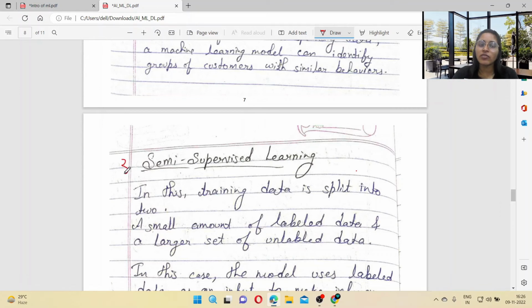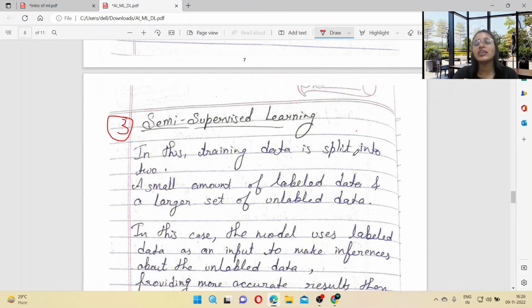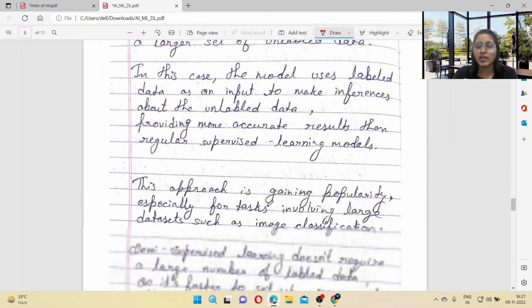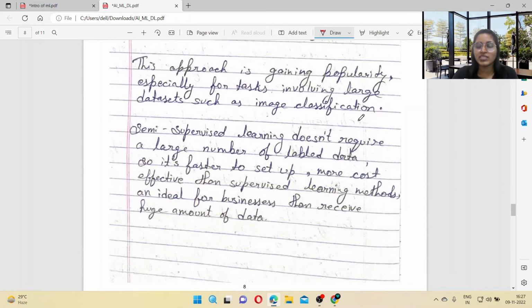Now let's move on to the third type of machine learning, which is semi-supervised machine learning. In semi-supervised machine learning, we split our data into two parts. A small amount of data is labeled, and a larger set of data is unlabeled. The labeled data is supervised machine learning, and the unlabeled data is unsupervised machine learning. So it is a combination of supervised and unsupervised machine learning.